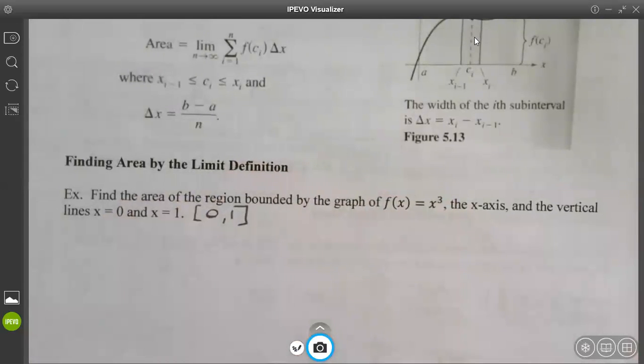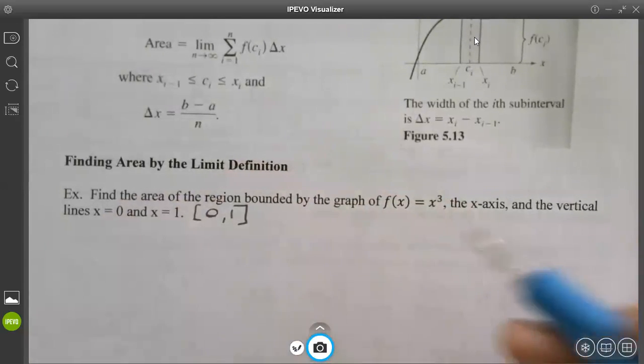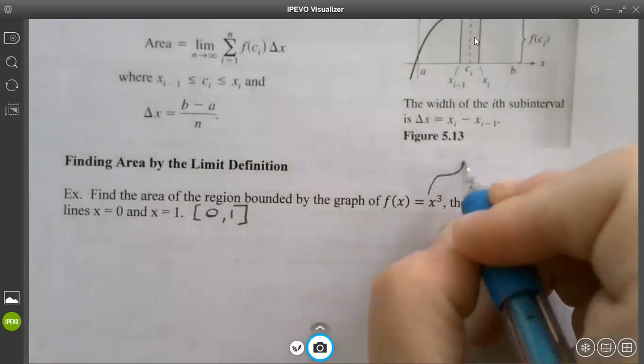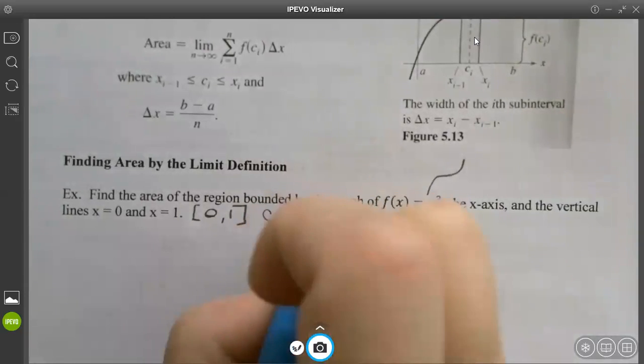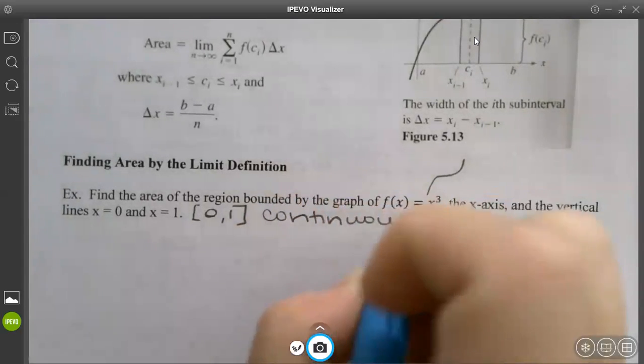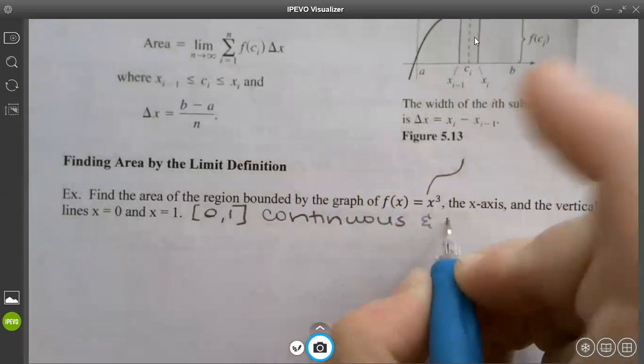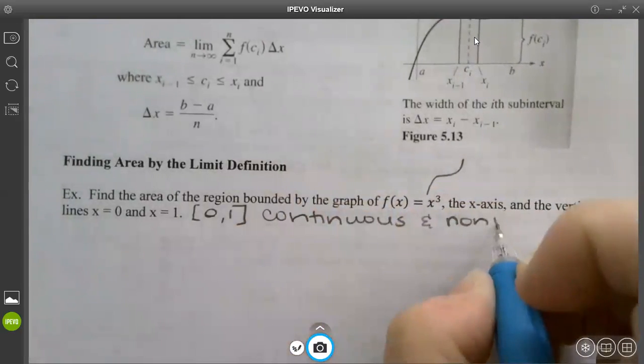Remember that you're always going to check. If I look at this function x to the third, it looks like this, which means that it is continuous and it's positive or non-negative.